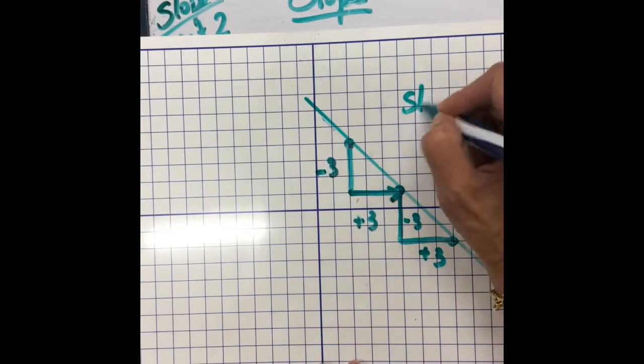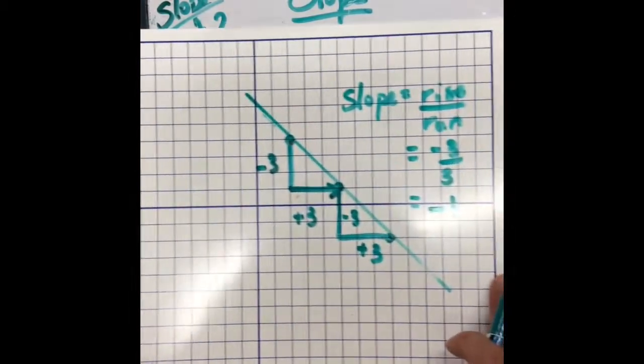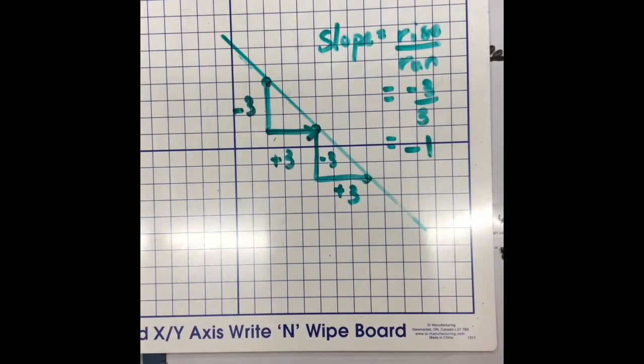So then I can write slope is equal to rise over run, and the rise is -3, the run is +3, and that's -1. There it is right there. I can do it in another way too.